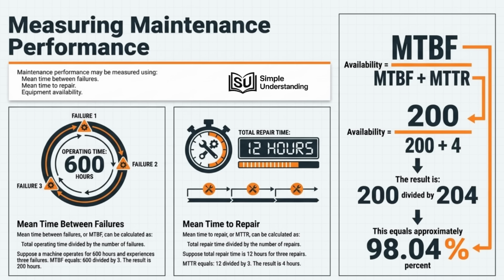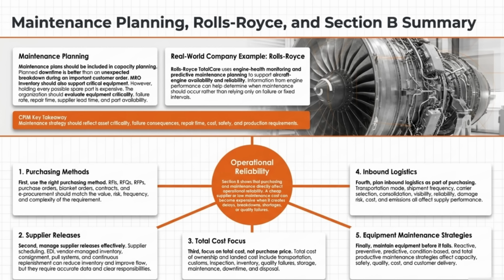Availability. A simplified inherent availability formula is availability equals MTBF divided by MTBF plus MTTR. Availability equals 200 divided by 200 plus 4. This equals approximately 98.04%. Maintenance plans should be included in capacity planning.